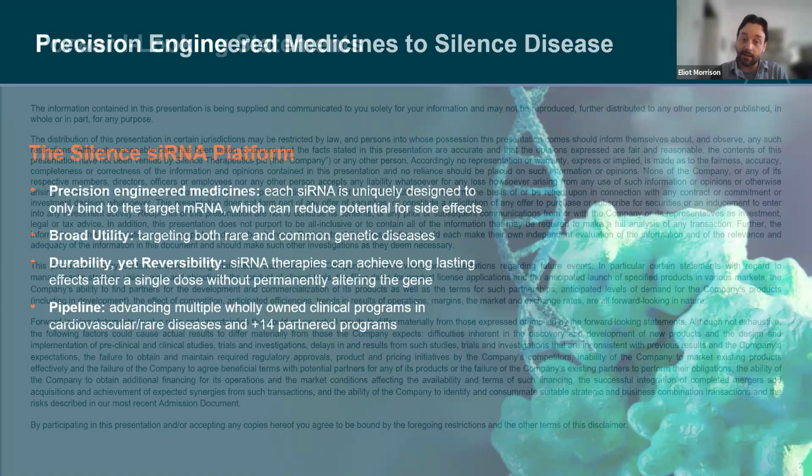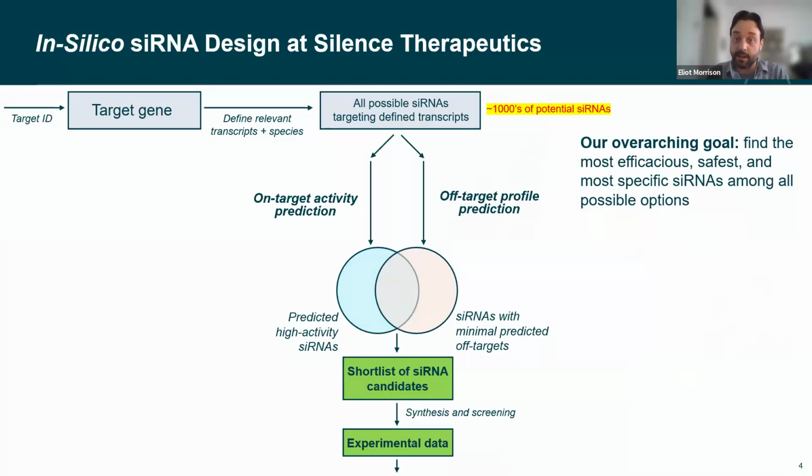And unlike, say, small molecules, where it can often be very difficult to predict off-target effects, we actually, with siRNAs, have a chance to in silico predict off-targets that are hybridization dependent. That is, they are actually governed by the siRNA sequence itself. And this is how we do this at Silence.